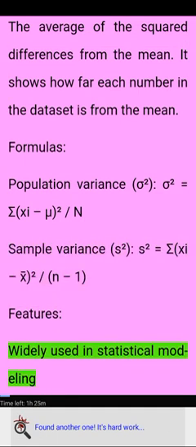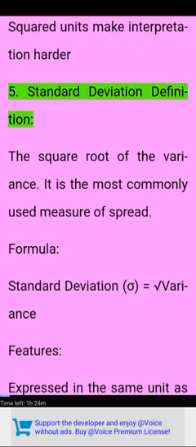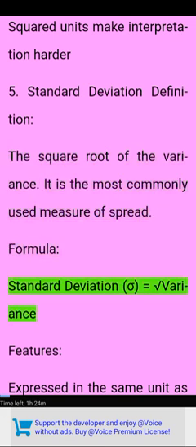Features: widely used in statistical modeling; squared units make interpretation harder. 5. Standard deviation. Definition: the square root of the variance. It is the most commonly used measure of spread. Formula: standard deviation, sigma, equals the square root of variance.